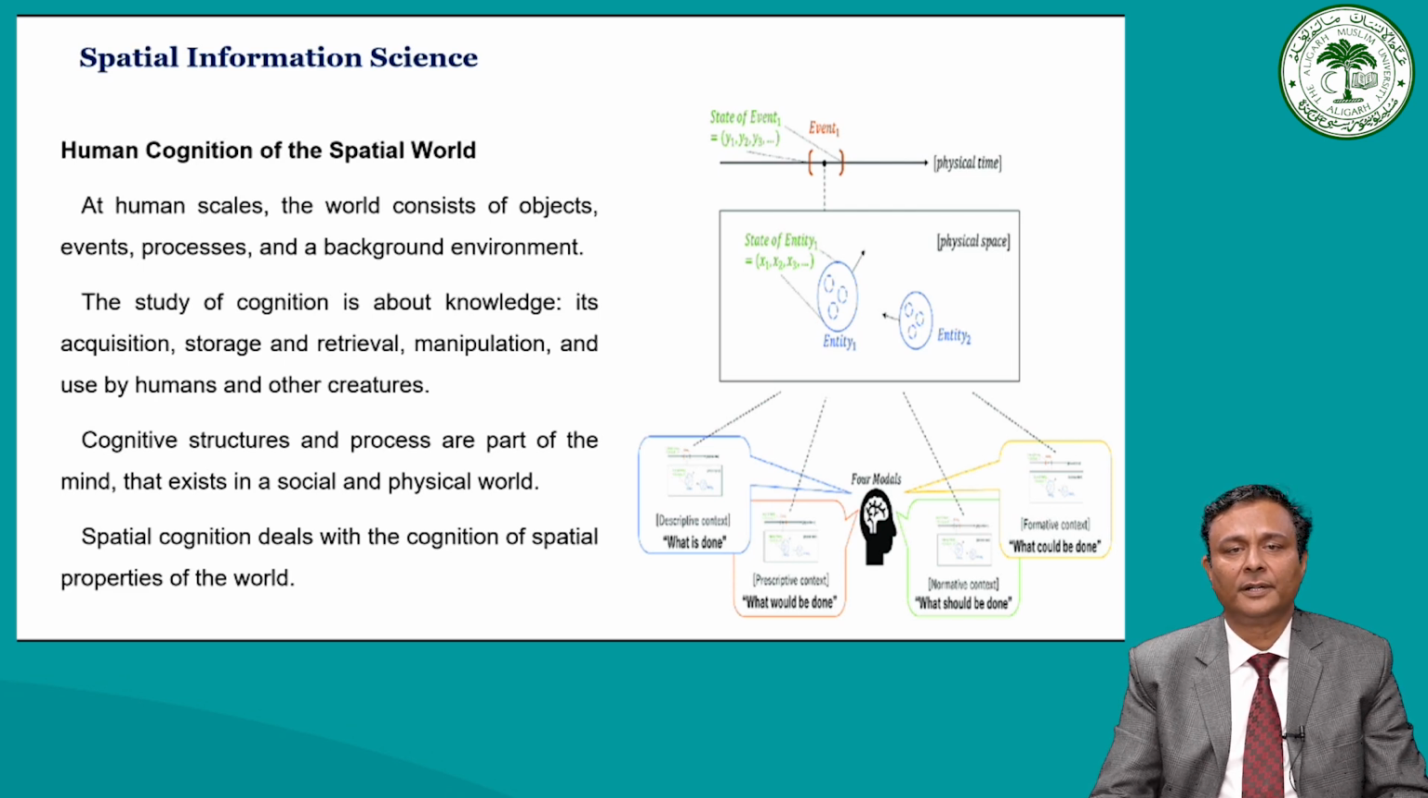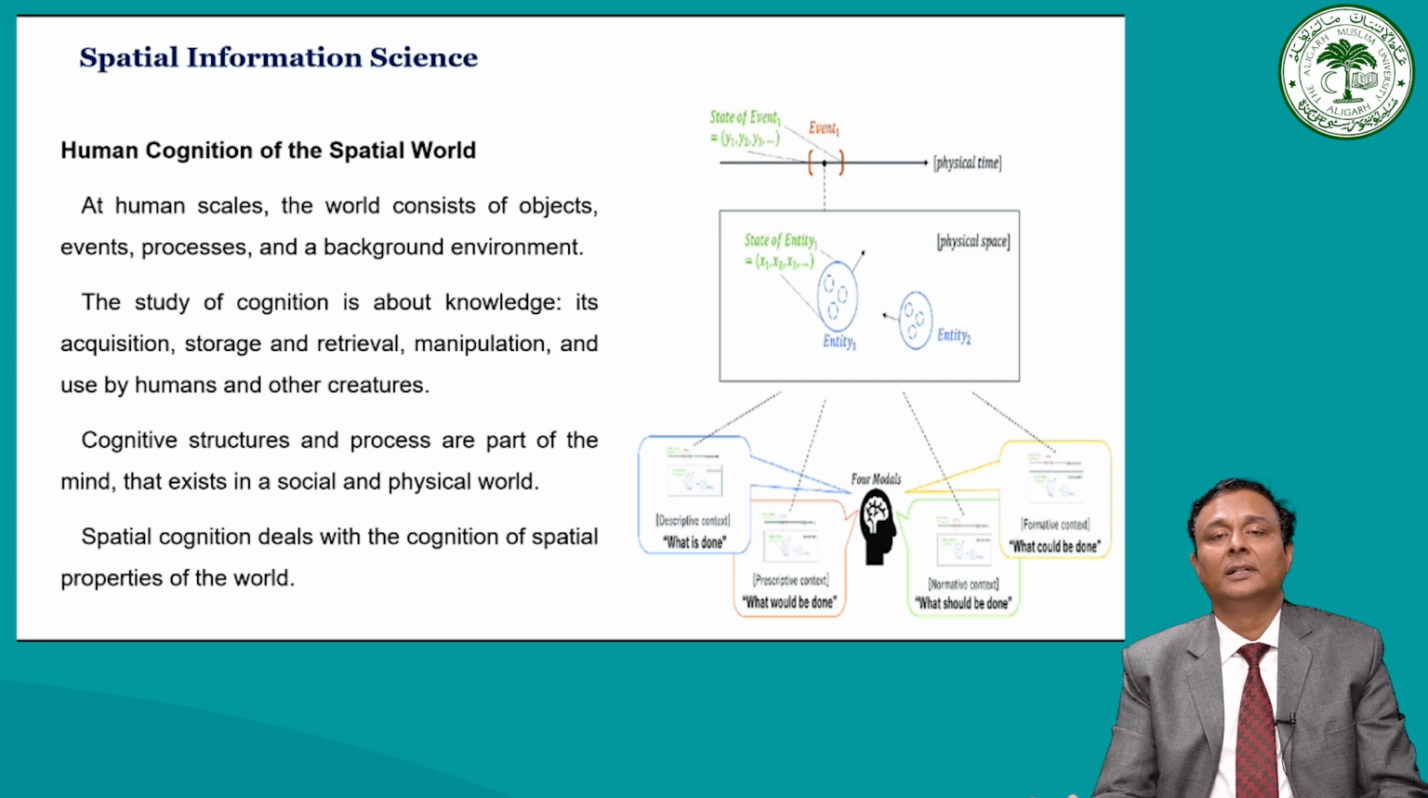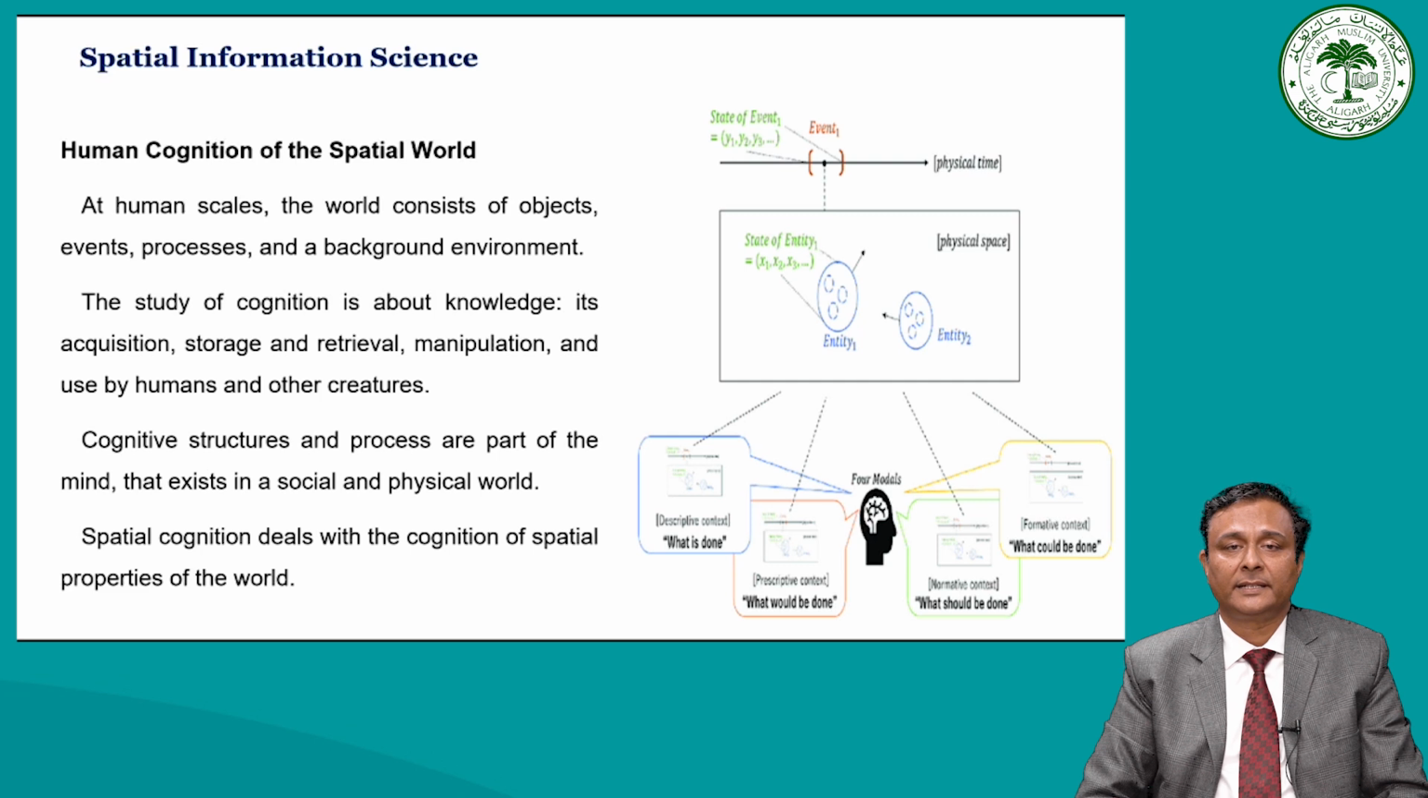The human cognition of the spatial world relates to human scales. The world consists of objects, events, processes and a background environment. The study of cognition is about knowledge, its acquisition, storage and retrieval, and manipulation, which are used by humans and other creatures, as I have mentioned, even animals use this spatial cognition. Many animals navigate themselves using their knowledge about the space. I can give you the example of Siberian cranes, which travel hundreds of kilometers and navigate through hostile human activities on the ground, and they reach the destination and keep on coming year after year.